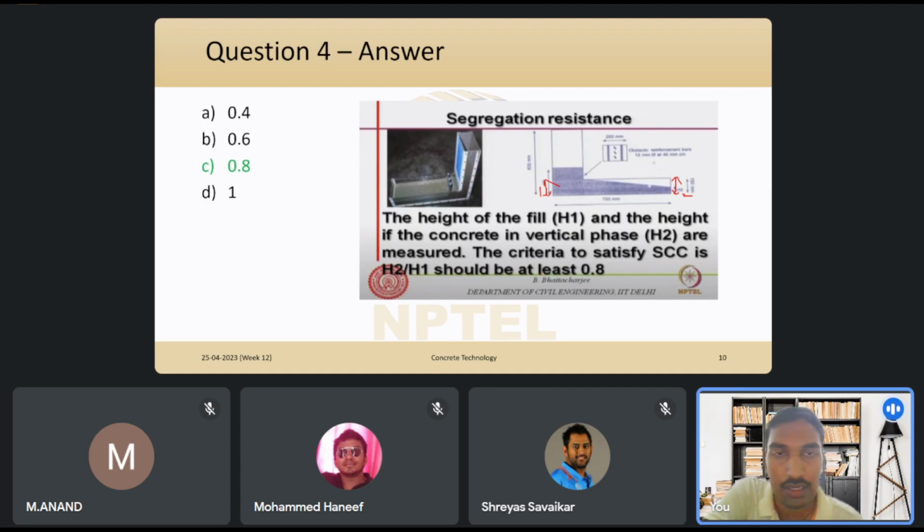But if it has good segregation resistance, then this factor should be at least 0.8. The minimum value should be at least 0.8. If it is greater than 0.8, we say that it has sufficient segregation resistance, right? If it is less than that, we say that it is not enough, it is segregating. Okay, so that is the L box test. The threshold is 0.8 for the height h2 to h1.